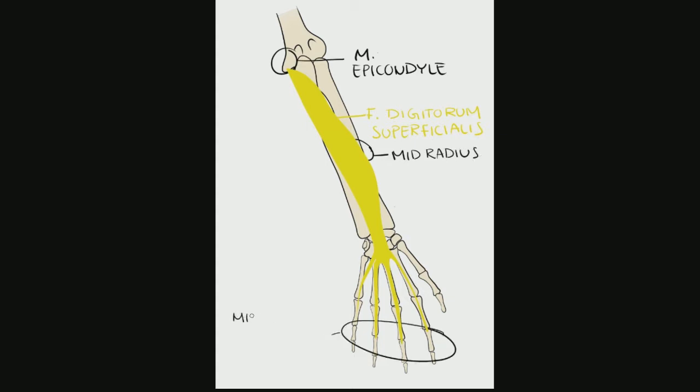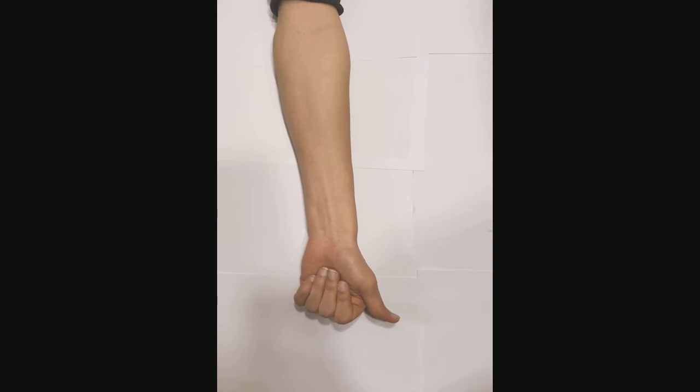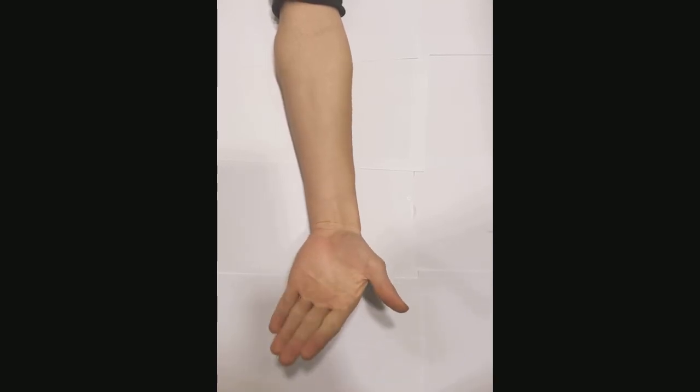At the wrist, flexor digitorum superficialis splits into 4 tendons which travel through the carpal tunnel and insert into the middle phalanges of the 4 fingers. It is innervated by the median nerve. This muscle flexes the metacarpophalangeal and proximal interphalangeal joints, and also acts to flex the wrist.